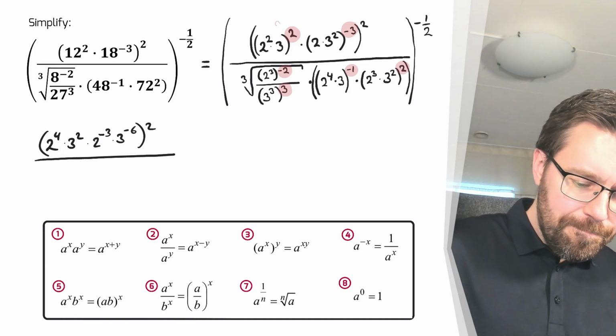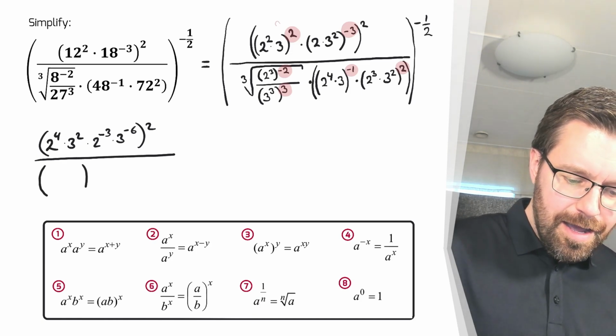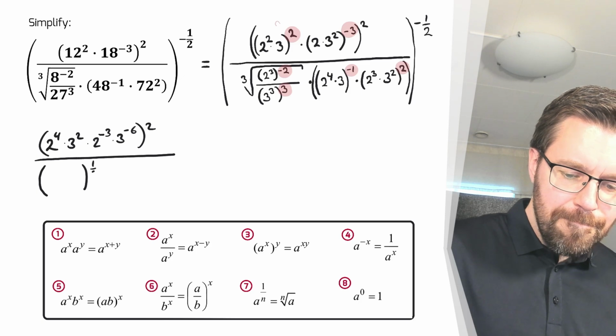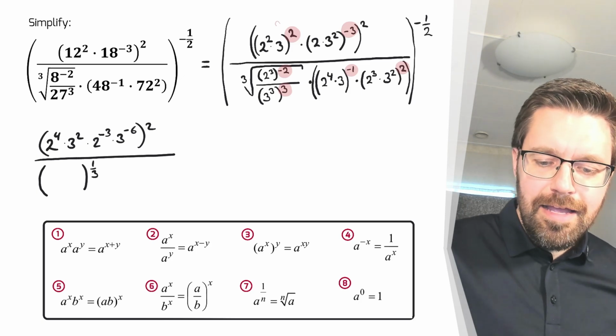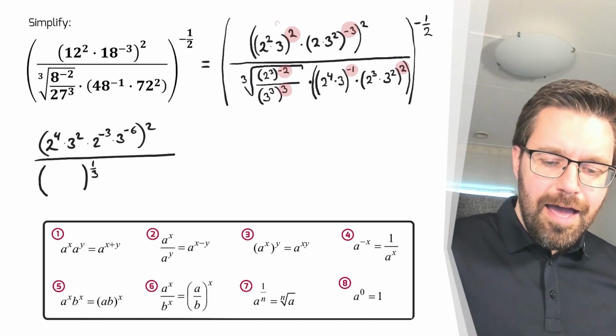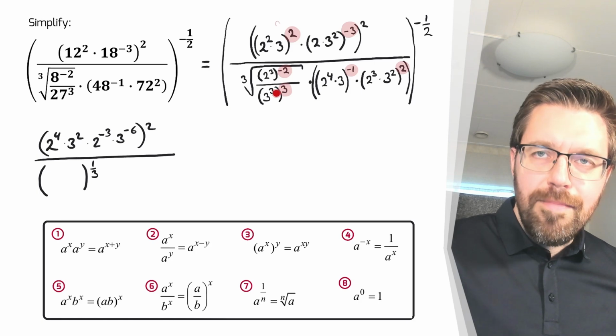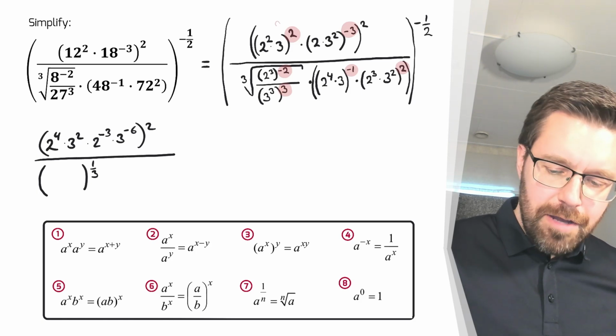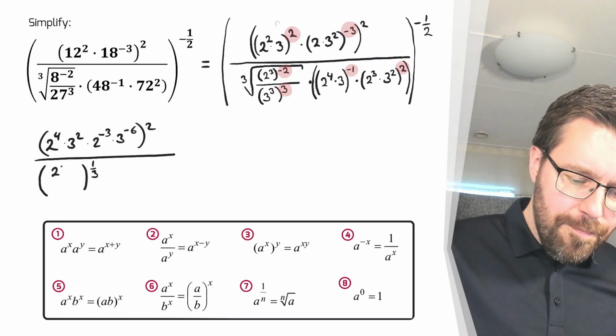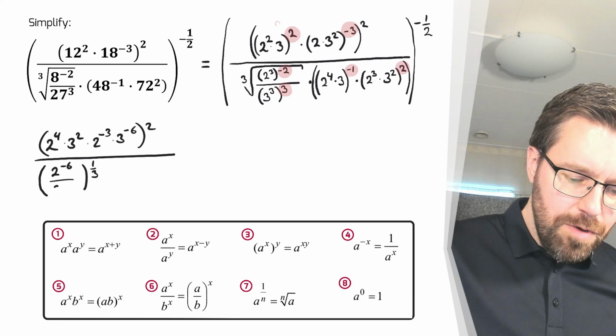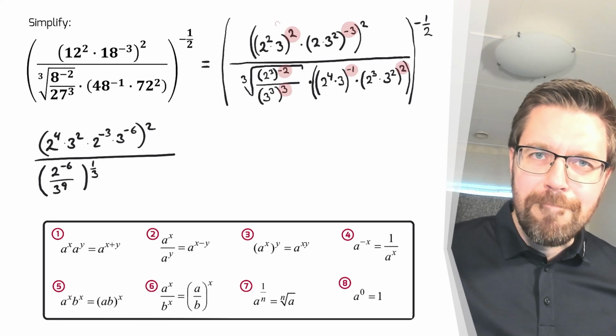So I write it like this. And in the numerator, I multiply the exponents, and the same in the denominator. So we got 2 raised by minus 6 divided by 3 raised by 9.